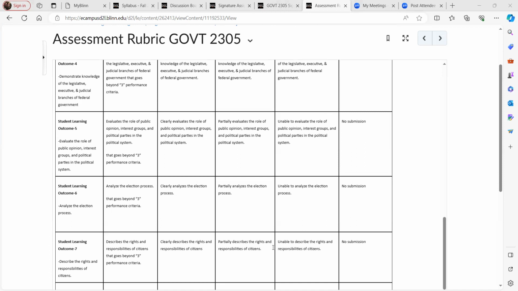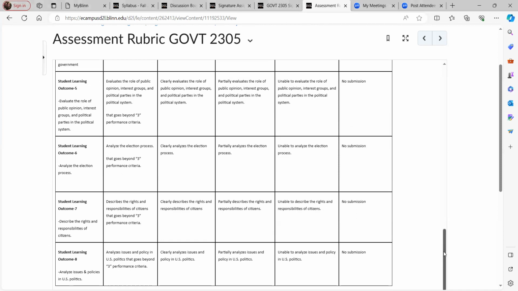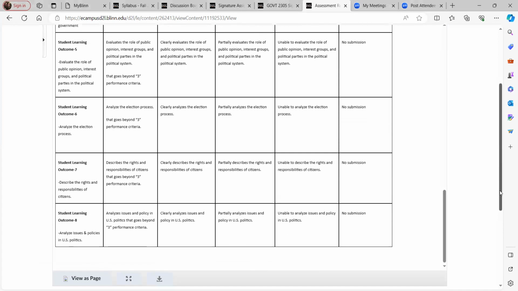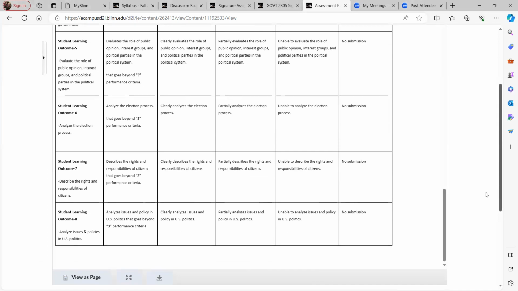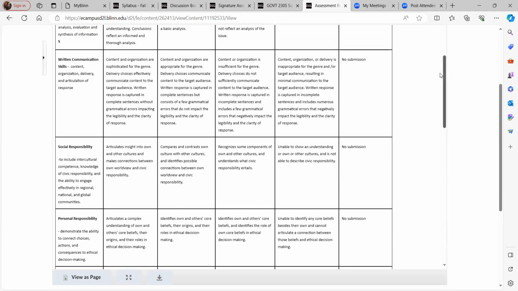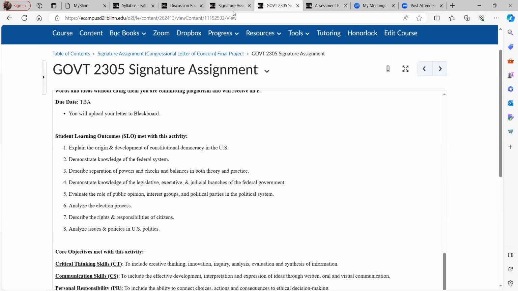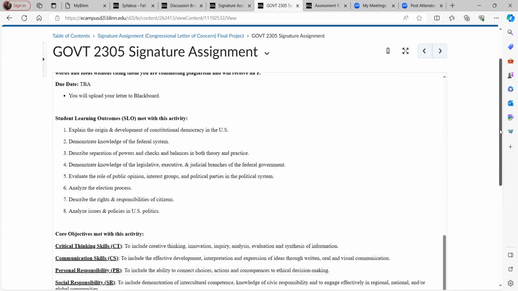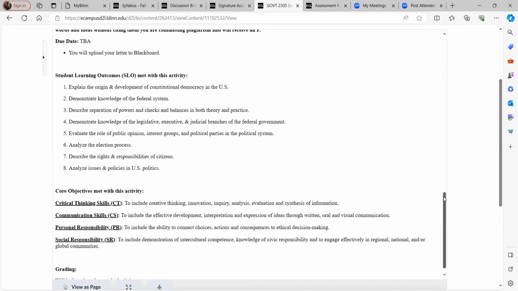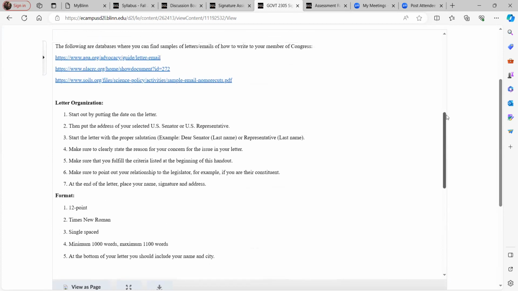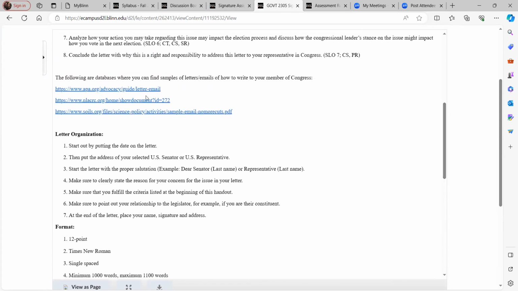And then lastly, of course, describe the rights and responsibilities of citizens and analyze issues and policies in U.S. politics, like we talked about in terms of the First Amendment right that you have to contact the government. Last thing I want to talk about really quickly is how you write the letter. Just follow through in terms of the letter organization. There are some databases where you can see sample letters.